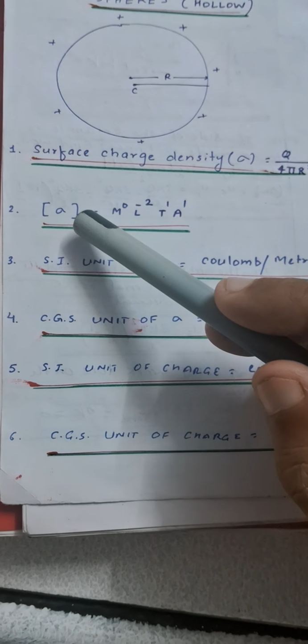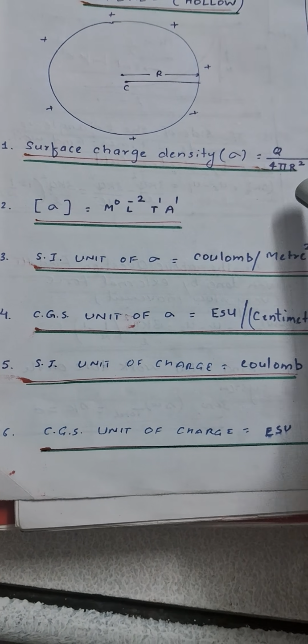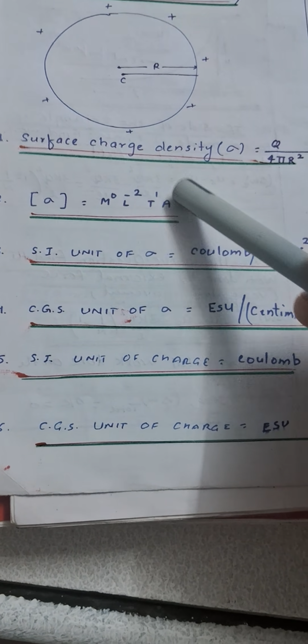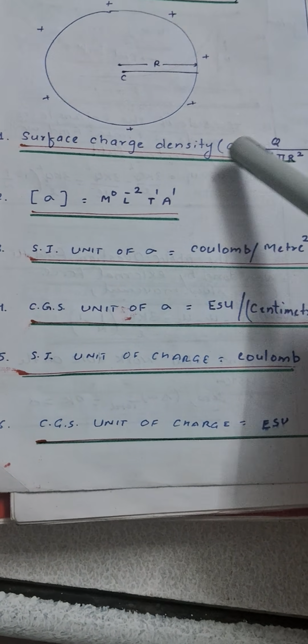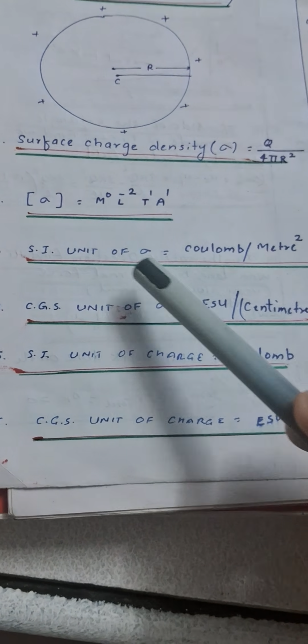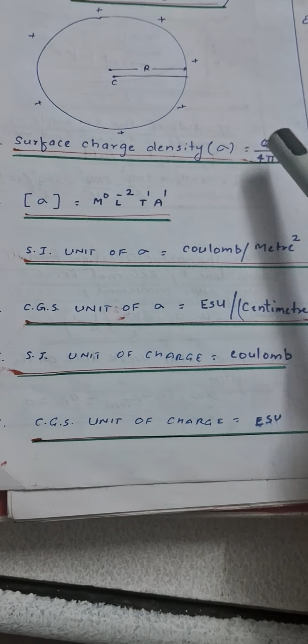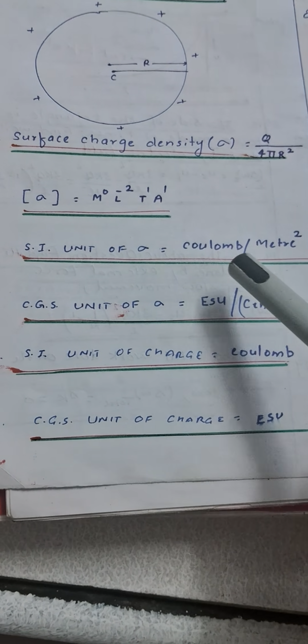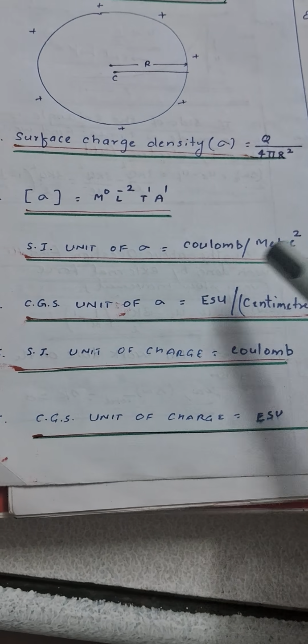Next question is dimensions of sigma. From over here we can see that the dimensions will be M0 L minus 2 T1 A1. T1 A1 corresponds to the dimensions of charge and L corresponds to the dimensions of r. Next is SI unit of sigma. SI unit will be charge as SI unit coulomb and radius as SI unit meter square. So SI unit of sigma will be coulomb per meter square.